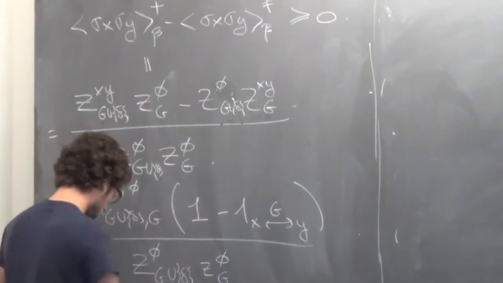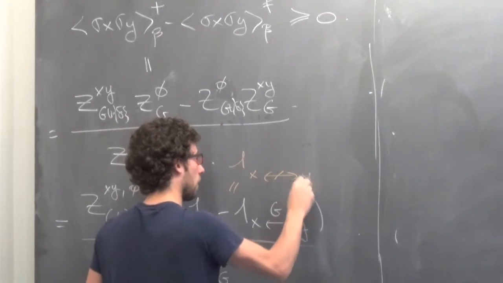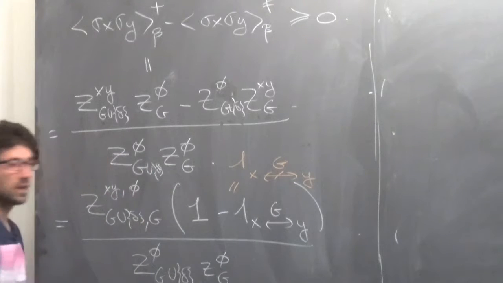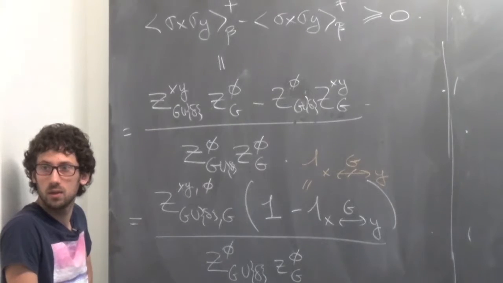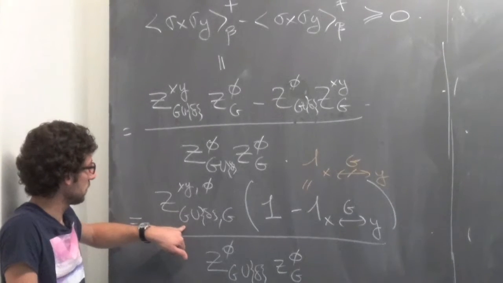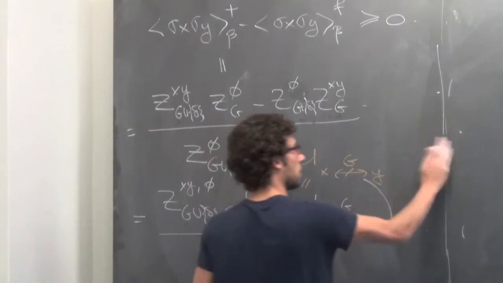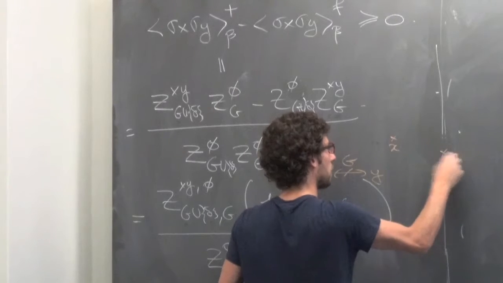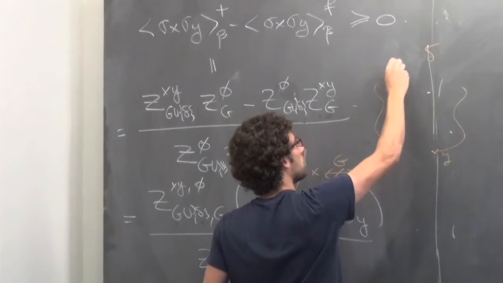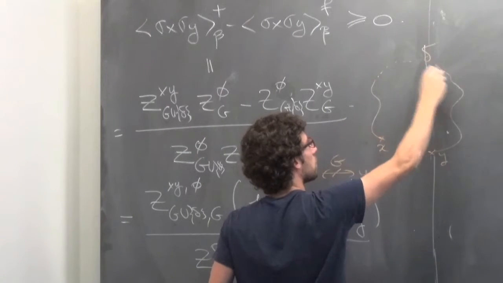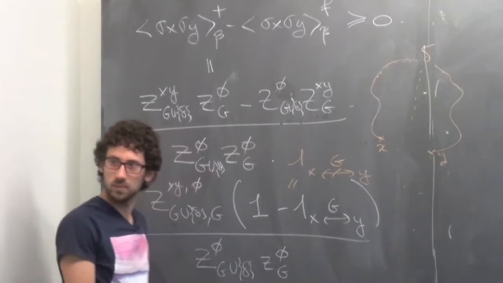So this is just the indicator that x is not connected to y in G. What does it mean that x is not connected to y? We have sources at x and y, but our graph here is G∪δ. So what it means in the picture is that you have x, you have y, and they are both connected to δ, except that in the graph G there is no connection between the two.